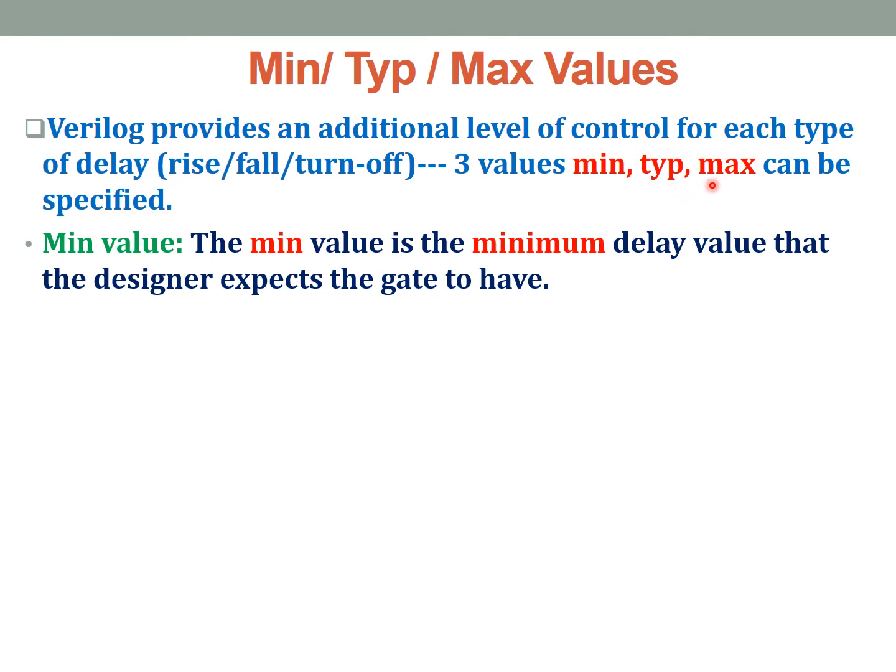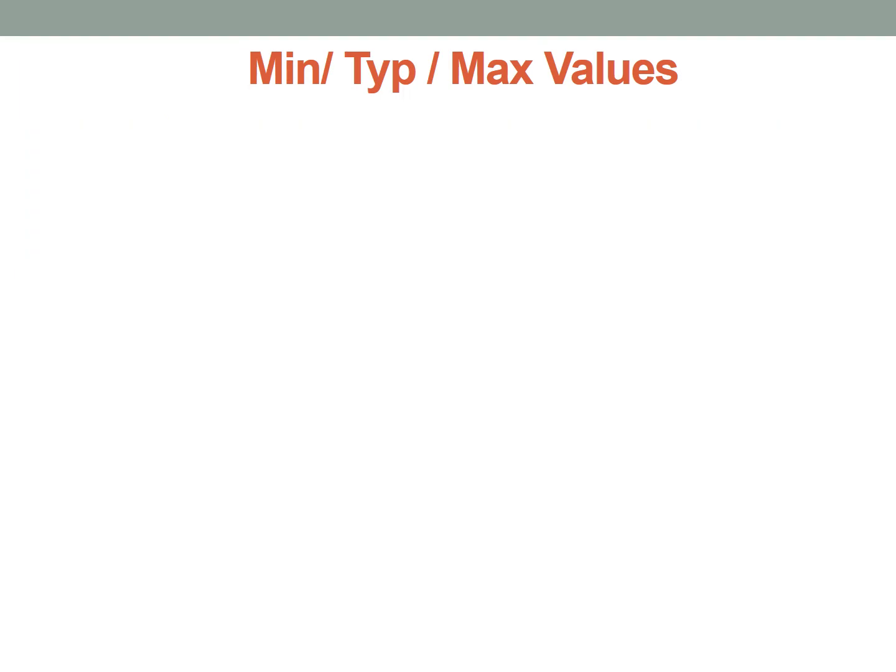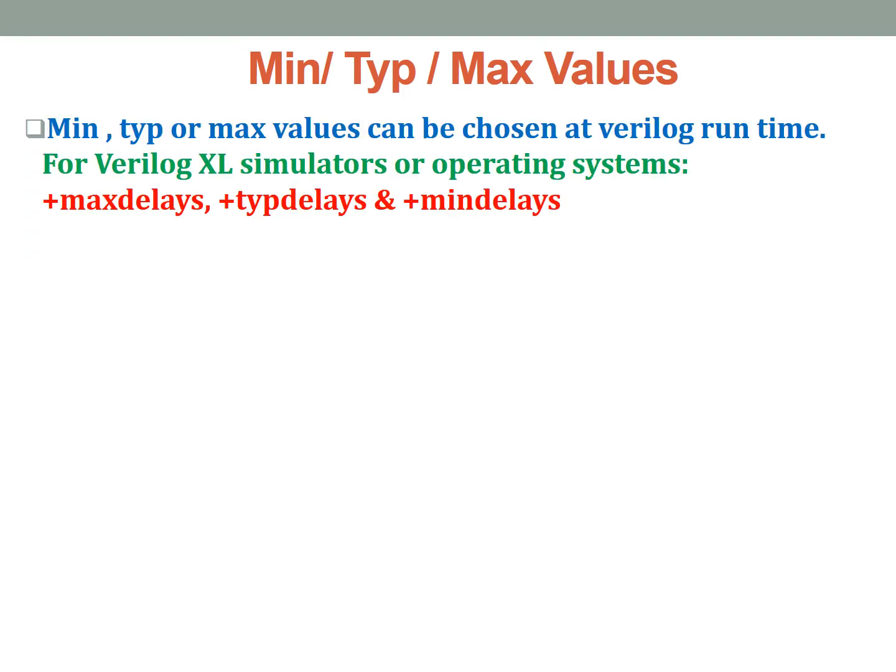So minimum is the minimum delay value the designer expects the gate to have. Similarly, we have the typical value. So the typical value is the typical delay that the designer expects the gate to have. So the rise delay typically should be this much. The rise delay should have a minimum value of this much. Similarly, the rise delay can have a maximum value of some number mentioned. So each of the fall and turn off delays can have a minimum, typical and a maximum value mentioned. Let us understand these minimum, typical, maximum values with an example.